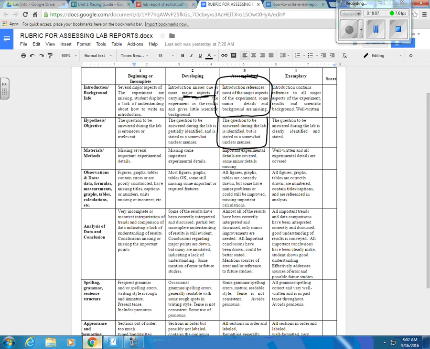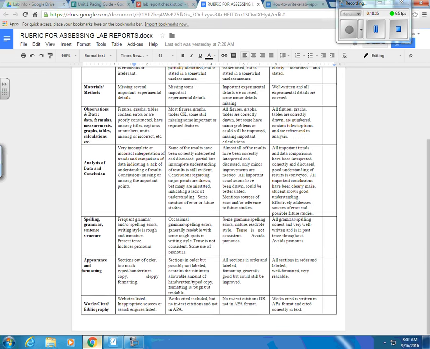Materials and methods. Let's move on. Important experimental details are covered, but some minor ones are missing. Okay, so you need to make sure that you're putting every single thing in there, everything we used. All right, so if you leave out pipettes, yeah, they're just the little plastic droppers, but you need to put them in there because you need those to complete the lab. Okay, move on down a little bit.